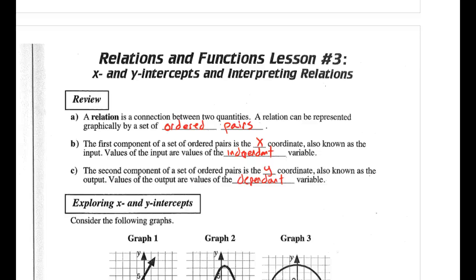Today we're going to look at lesson 3, x and y intercepts, and how they're important in relations. So a quick review here.